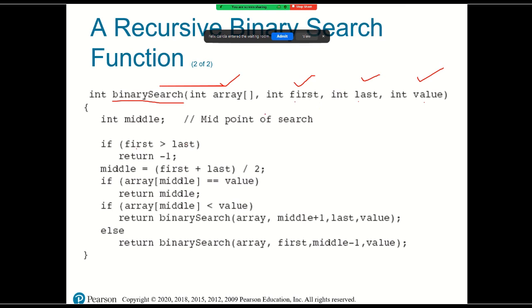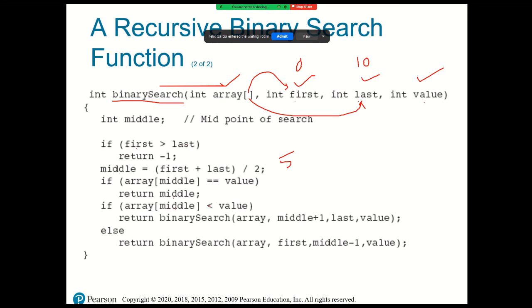Now the middle should be first plus last divided by 2. In this case, first and last are the indexes of the array. So if you have, let's say, first index is 0 and last index is, let's say, 10, you have 11 elements, so total 0 to 10. So you have 5 as the midpoint. So you identify the midpoint. So now you check if array at middle, the middle point, whatever value is equal to the value, then you return middle.